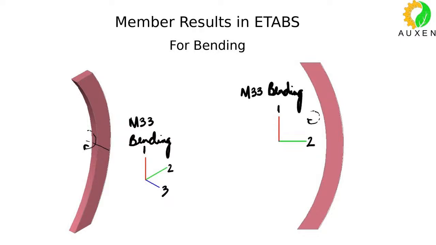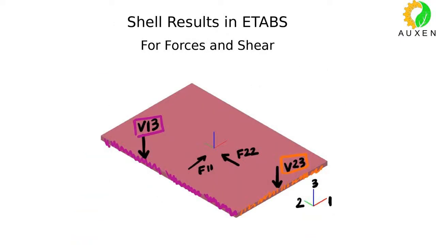Again, on your left side, you see a 3D isometric. On your right side, you are seeing a front elevation. So this is how your M33 bending will look like. All right. So as I told you, for member results, for moments you will be using the local axis configuration or understanding, and for forces and shears, you will be using the along the local axis direction.